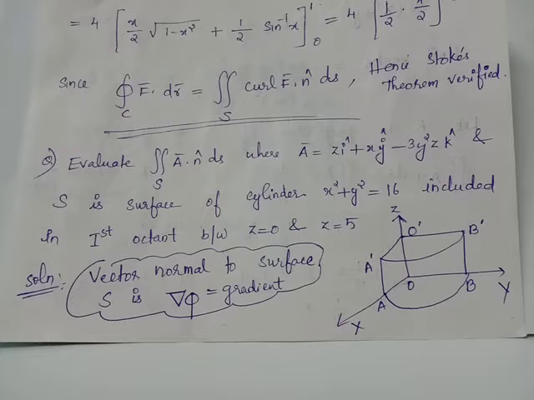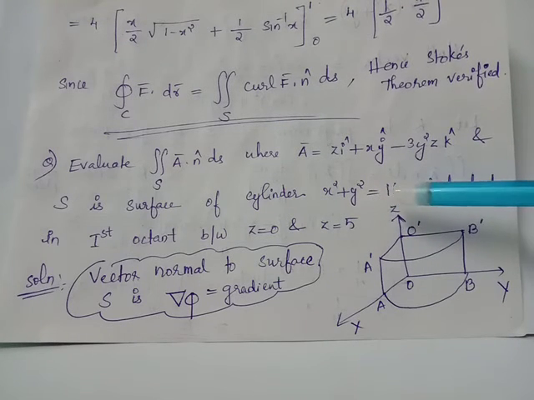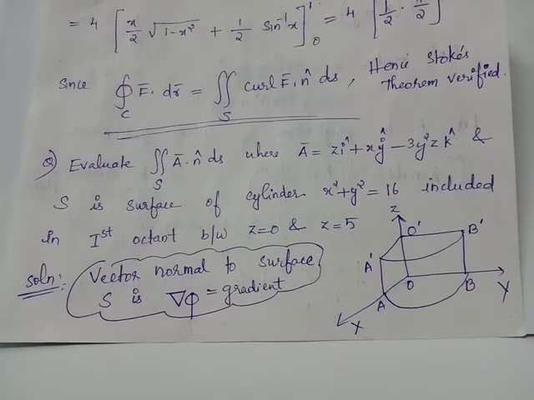Now we will project the portion of the cylinder which is bounded between z equals 0 and z equals 5, which is included in the first octant, onto the YZ plane, so that we obtain the portion O, B, B dash, O dash. Let us call this projected region capital R. Since we have projected the surface onto the YZ plane, we will have x equals 0. In this equation, when you put x equals 0, it reduces to the form y square equals 16.